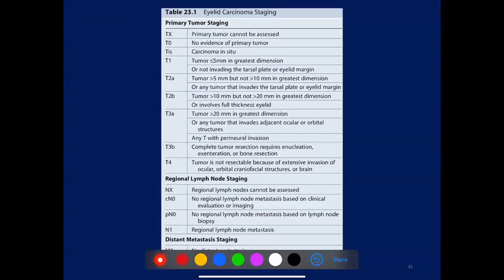Just to summarize, if you have T2B or more, or full thickness, you need to involve a head and neck surgeon and oncologist to see if you need to do a sentinel lymph node biopsy or not. T3A, as you can see, is any perineural invasion or invasion of ocular or orbital structure. This has poor prognosis and survival rate, and you would consider exenteration in these cases. Okay. Any question regarding sebaceous cell carcinoma before we move on?